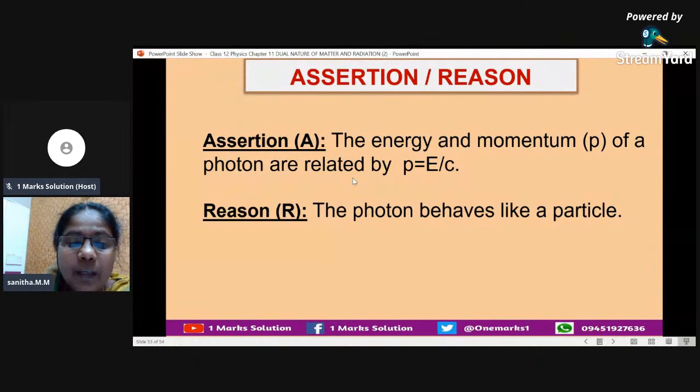P is the momentum, E is the energy, and C is the velocity of light in vacuum. Its value is 3 into 10 raised to 8 meter per second. How did you get it? E is equal to mc squared, Einstein's famous equation, the mass-energy relation.